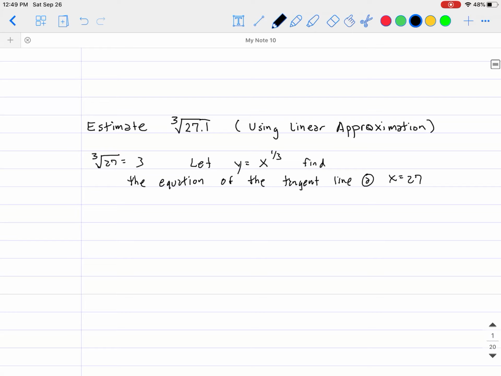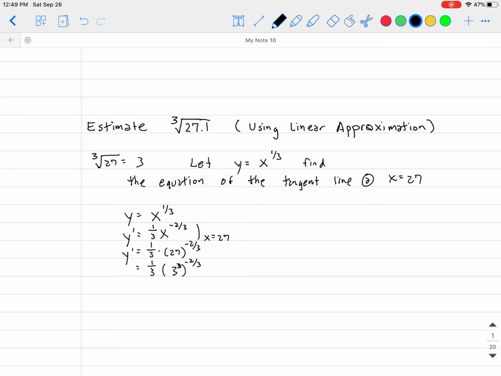So going back to this, let's go through the procedure as we normally would. If y is equal to x to the power of 1/3, then y prime is equal to 1/3 multiplied by x to the power of -2/3. I'm going to substitute x equals 27 in order to find the slope of the tangent. So y prime in this case is equal to 1/3 multiplied by 27 raised to the power of -2/3. Doing this without a calculator, we can write 27 as 3 to the third. Maybe that's a little nicer to look at.